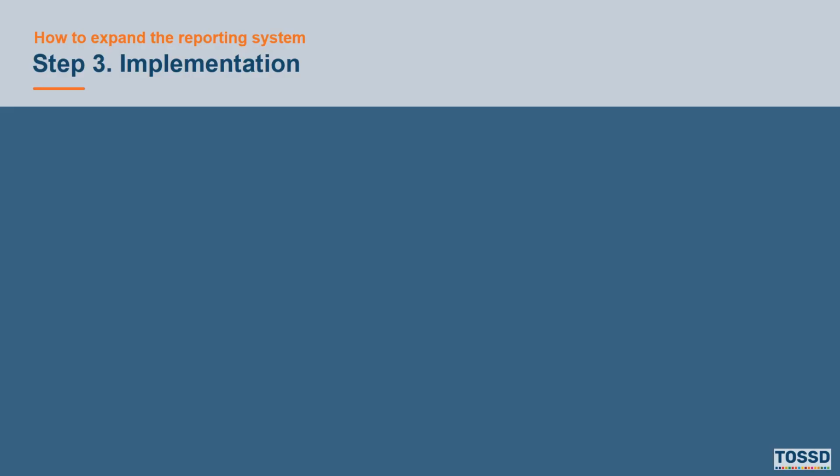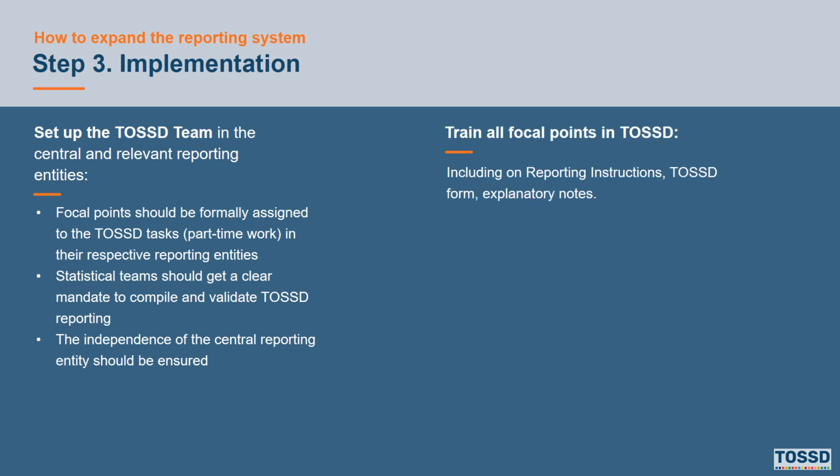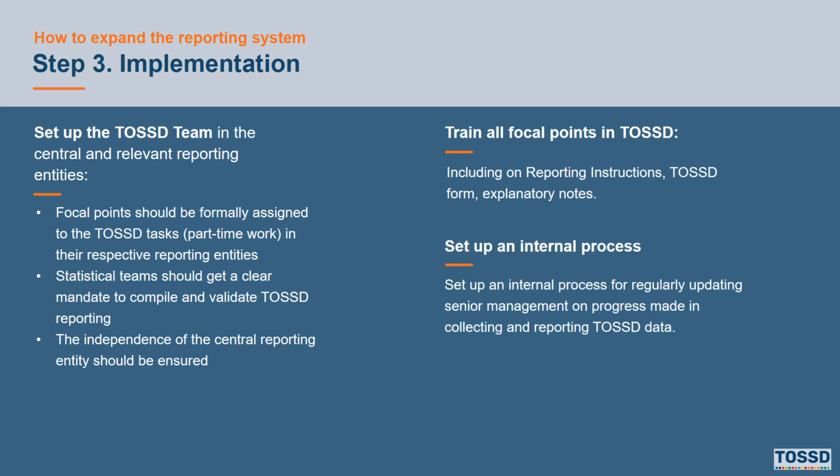In step 3, you can set up the TOSD team in the central and relevant reporting entities. Focal points should be formally assigned to the TOSD tasks, part-time work, in their respective reporting entities. Statistical teams should get a clear mandate to compile and validate TOSD reporting. The independence of a central reporting entity should be ensured. You can also train all focal points in TOSD. This includes the reporting instructions, the TOSD form, and the explanatory notes. Moreover, you could also set up an internal process for regularly updating senior management on progress made in collecting and reporting TOSTI data.